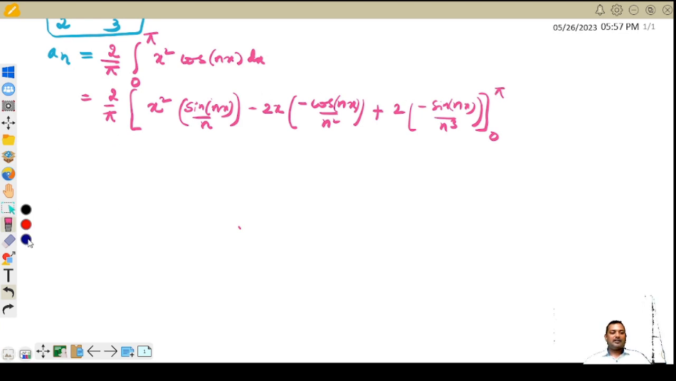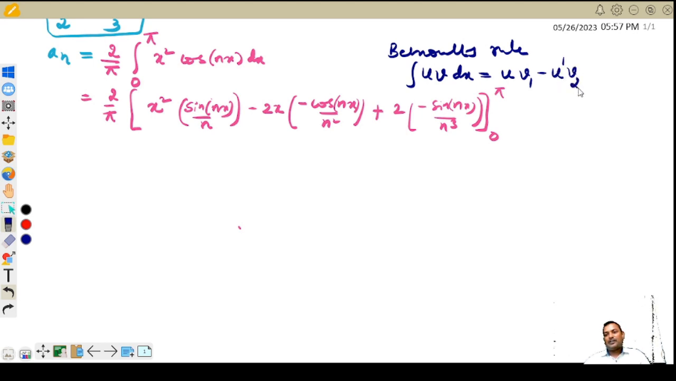So you can remember the formula, student. What is Bernoulli's rule or Bernoulli's generalized formula for integration by parts? Integration of product of two functions is equal to first function integration of second function minus differentiation of first function double integration of second function plus double differentiation of first function triple integration of second function and so on. So this one we are using. Next differentiation becomes 0, so we are stopping here itself.